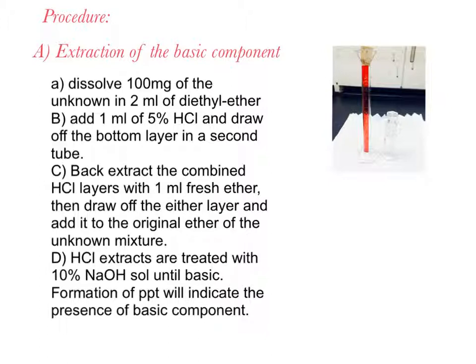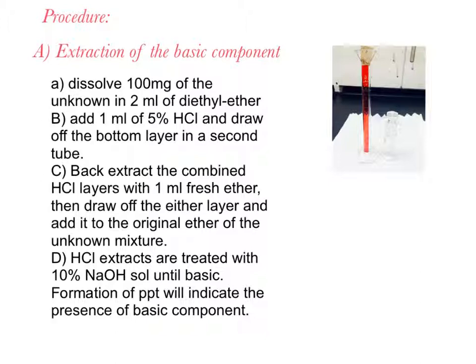The student started by dissolving 100 milligrams of the unknown in 2 milliliters of diethyl ether. Then she added 1 milliliter of 5% HCl and drew off the bottom layer into a second tube. Then she proceeded with the back extraction of the combined HCl layers with 1 milliliter of fresh ether, drew off the ether layer, and added it to the original ether solution of the unknown mixture.